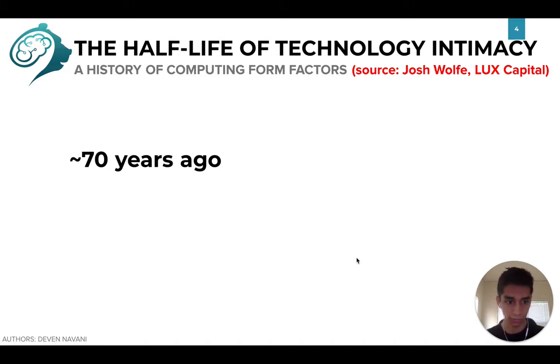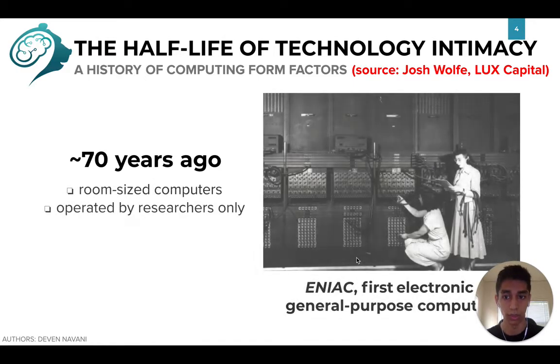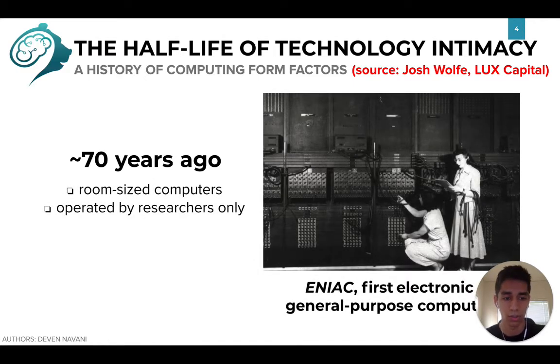70 years ago, we had room-sized computers. That was the form factor back then. And these computers were operated by researchers only. The way you would program and use them is you would take those wires and plug them out and plug them into different places. An example of this is the ENIAC, which was the first electronic general-purpose computer. If you've watched the movie Hidden Figures, this is the computer that was featured in that movie.